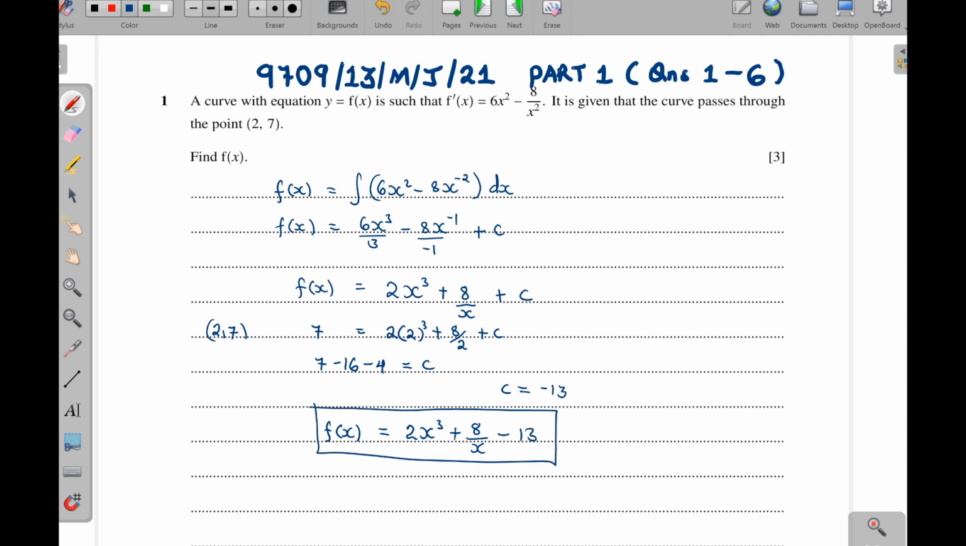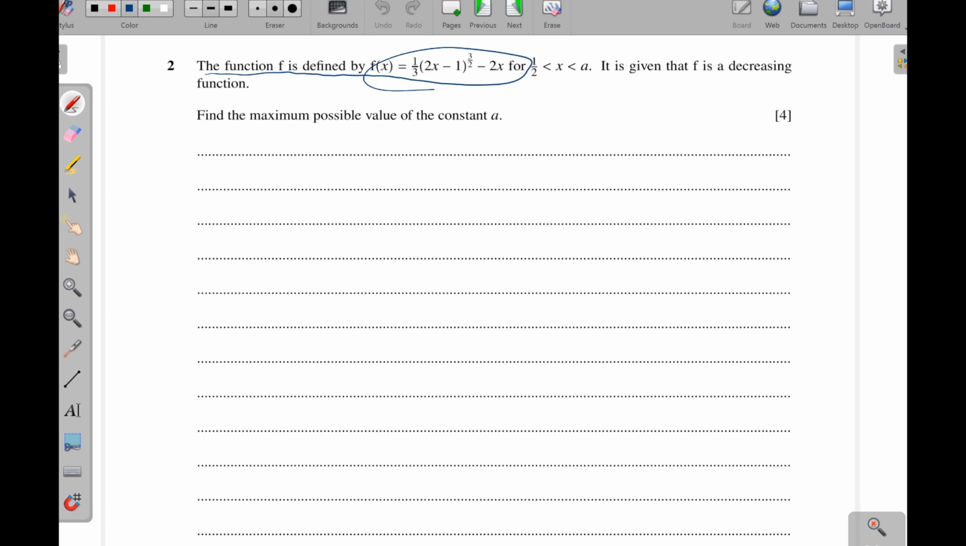That is that. The function f is defined by this, where x ranges from a half to a. It is given that f is a decreasing function. Find the maximum possible value of a. For a decreasing function, we know that its gradient is a negative. So for a decreasing function, we are given f of x, so I will say that f prime of x has to be less than 0. It has to be a negative.